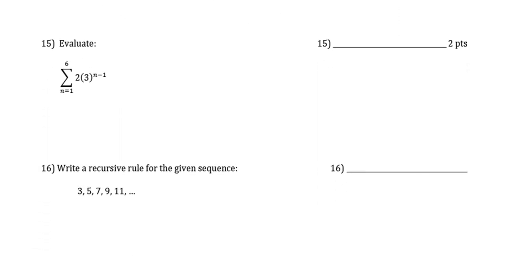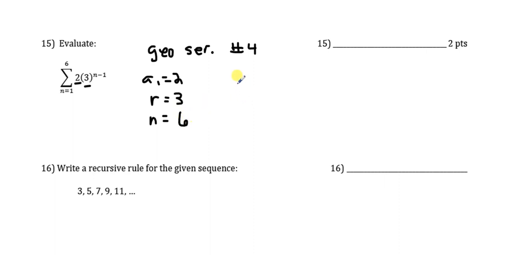Number 15. Now this is a geometric series, because we're adding. That's what this sum means. So it's going to be formula number 4. And A1 is the first term, R is the ratio, what's getting raised to the exponent. So A1 is 2. R is equal to 3, and we're adding up the first 6 terms. N is equal to 6.